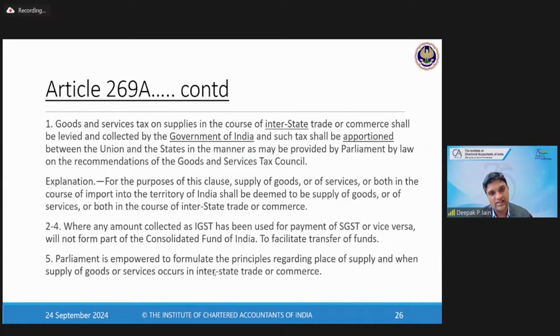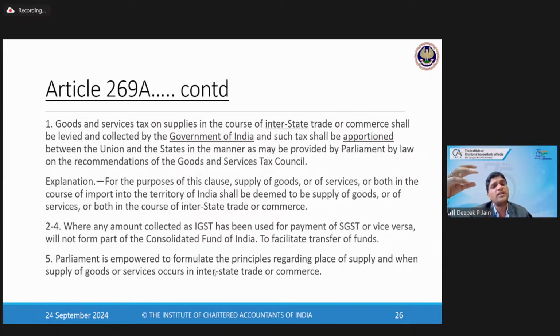Then subclauses 2 to 4 say that where any amount is collected as IGST and has been used for payment of SGST, correct? IGST is collected, and now it is used for payment of SGST. It will not form part of the Consolidated Fund of India, because if it also goes to the Consolidated Fund, then where will the state government get its revenue? So the IGST being transferred to the respective state will not form part of the Consolidated Fund. It will go to that respective state.